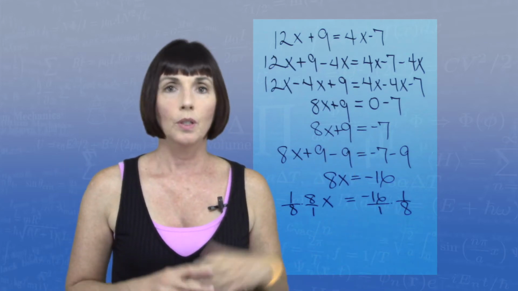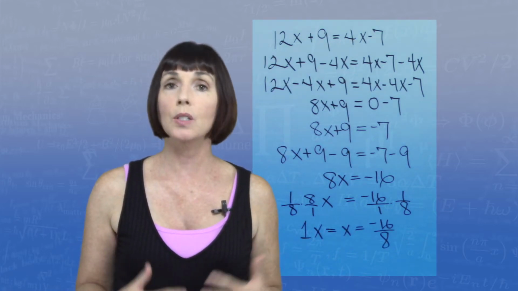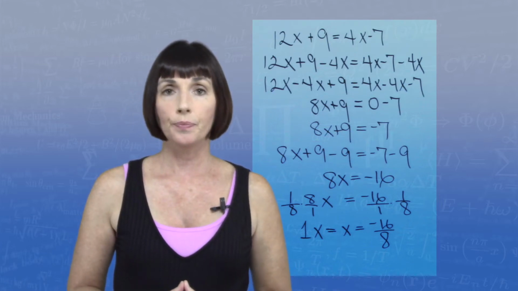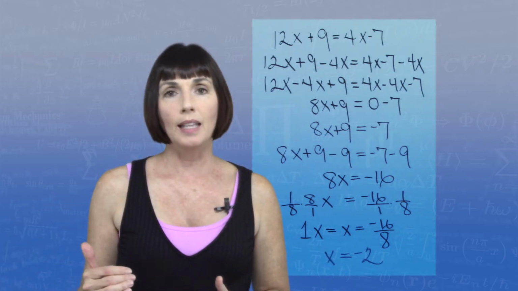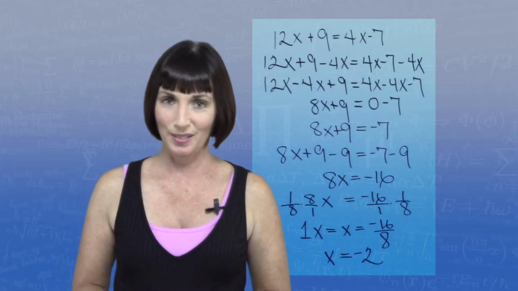On the left, 1 over 8 times 8 over 1 is just x, so that leaves us with 1x, or x. And on the right, we have negative 16 over 8. Negative 16 divided by 8 is negative 2. So our answer here is x equals negative 2.